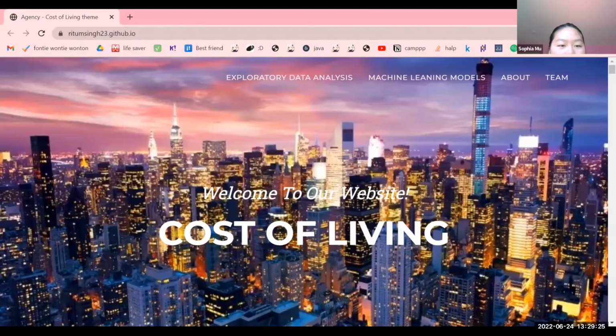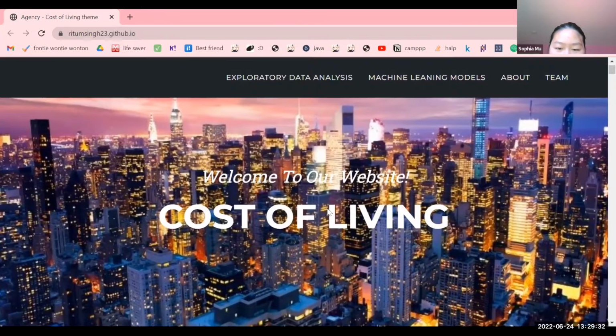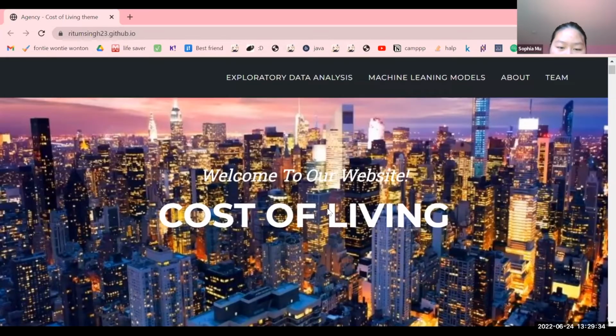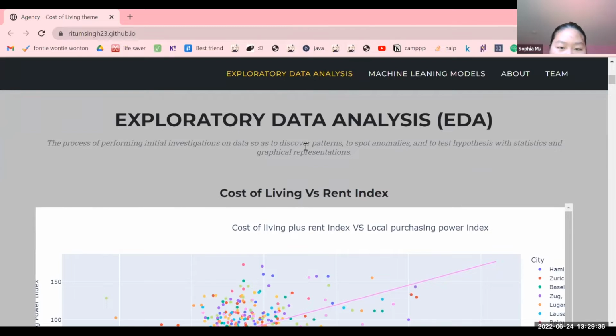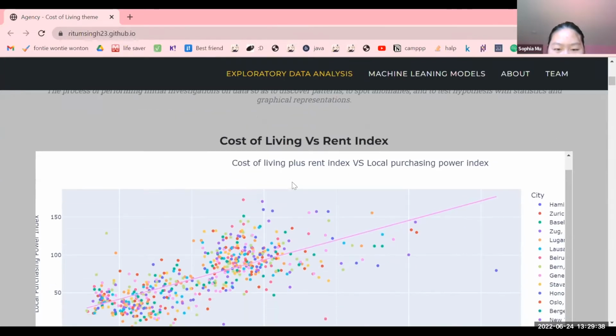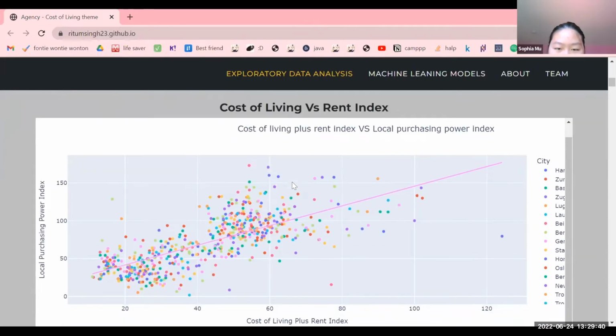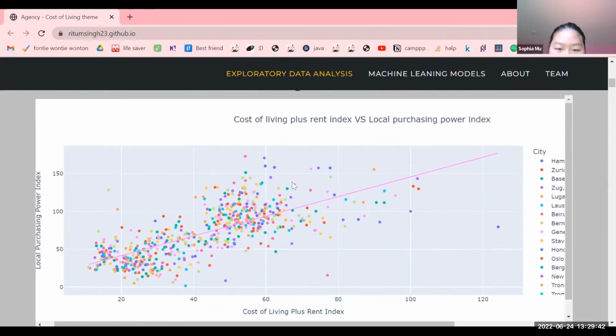Okay, so our project is about the cost of living in different cities around the world. This is our website. So first we have our data, our graphs and plots that we made. So I made the first two.